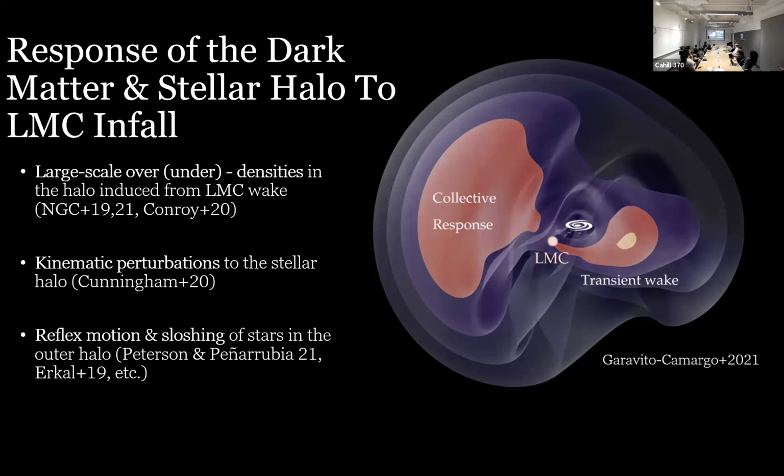And just from visual inspection alone, you can see that the presence of these infalling satellites can produce very large-scale changes to the surrounding gas distribution around the Milky Way.